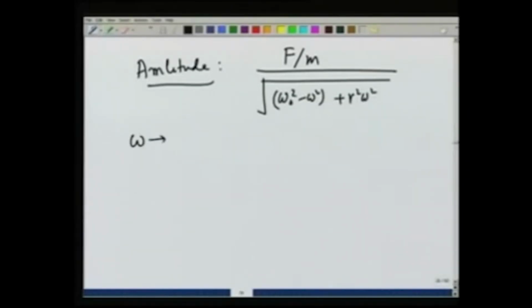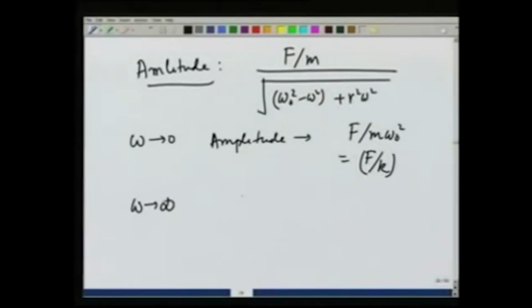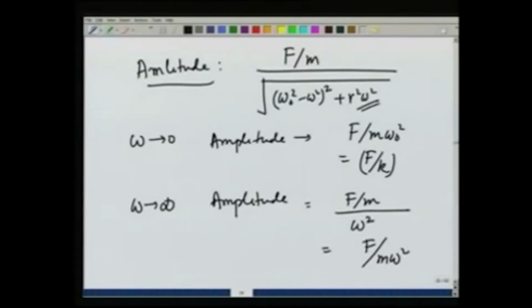When frequency goes to 0, the amplitude goes to f over m omega naught square, which equals f over k. That means, at 0 frequency I am applying just a constant force and the mass is displaced. When frequency becomes large, the amplitude of the motion goes as f over m omega square. I have neglected this term in comparison with omega square.